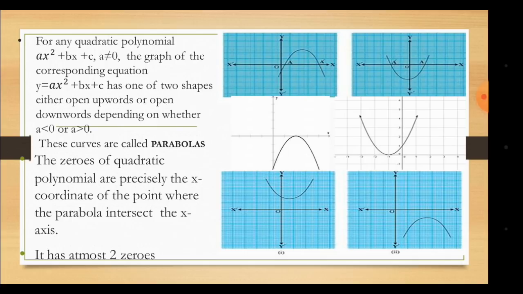Now you observe these graphs here. Some curves intersect the x-axis at 2 points, which means they have 2 zeros. Some curves intersect the x-axis at only 1 point, which means only 1 zero. Some curves do not intersect the x-axis, so obviously they do not have any zero. So a quadratic polynomial has at most 2 zeros. At most 2 zeros means it may have 1 zero, no zero, or 2 zeros, not more than 2 zeros.